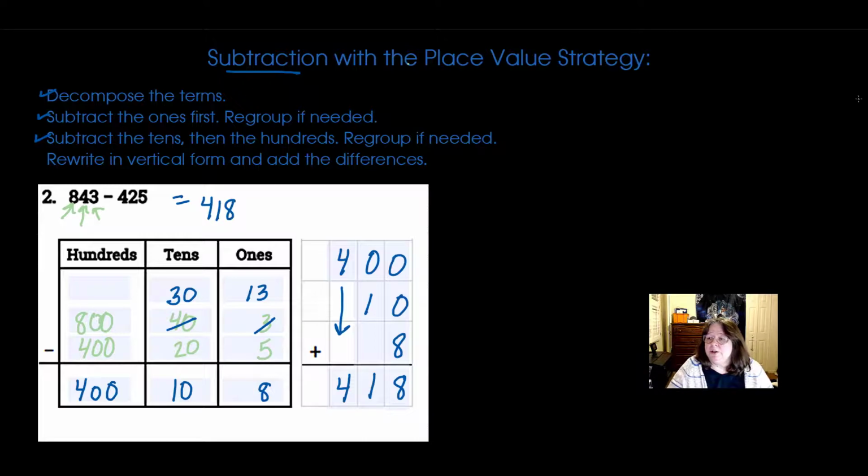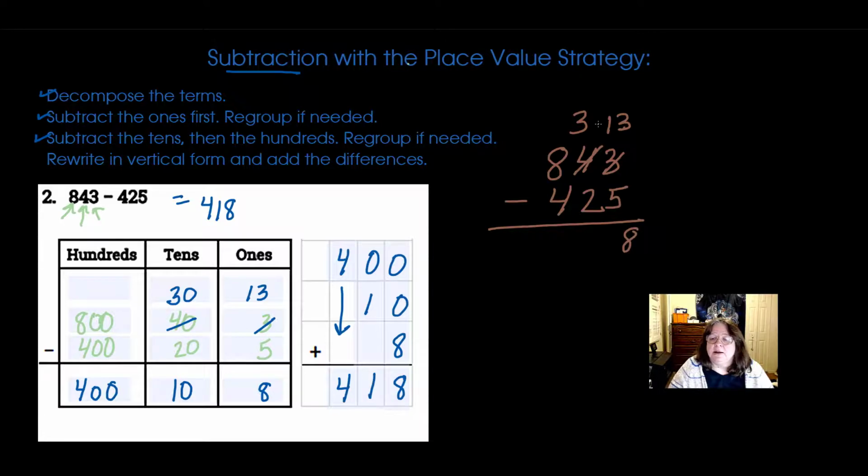Let's do a quick check with standard algorithm. 843 minus 425. Can't take 5 from 3, so I've got to go regroup. Take a 10 away. Instead of 4 10s, there's 3 10s. Add that 10 to the 3, and I get 13. 13 minus 5 is 8. 3 minus 2 is 1. 8 minus 4 is 4. Yep, we got the same answer.